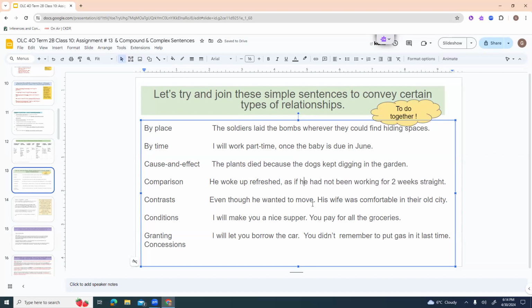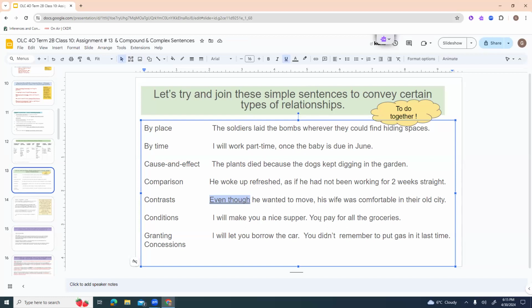Contrasts. Even though he wanted to move, his wife was comfortable in their old city. That one's pretty easy. All I really need to do is change the period to a comma and change the capital H to a lowercase h, and it works all by itself. Because even though actually is my contrast. Probably was supposed to take that out, but I forgot.